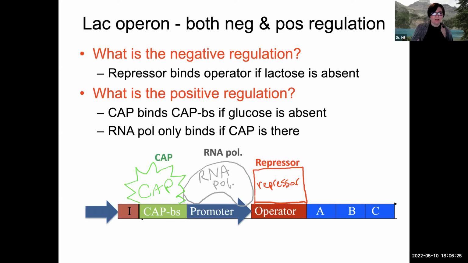So one thing to know is that the repressor binds the operator if there's no lactose, and CAP binds the CAP binding site if there's no glucose. And both of these can be removed if the sugar to which they are sensitive is present.